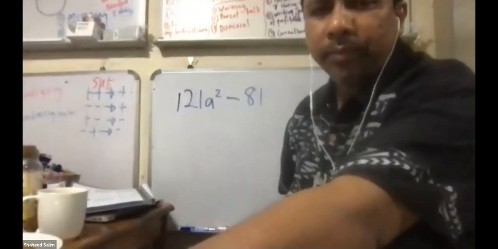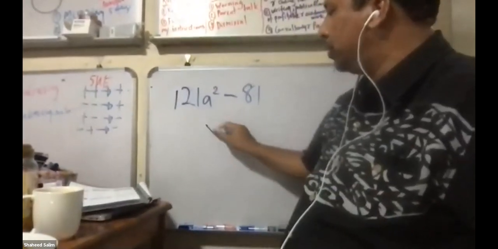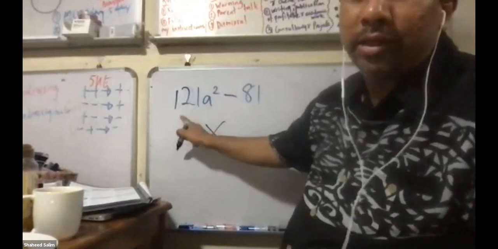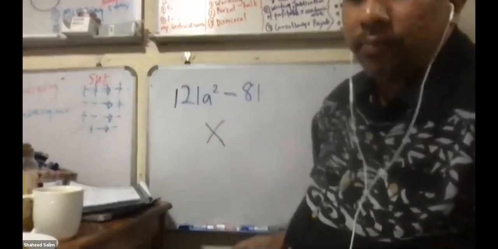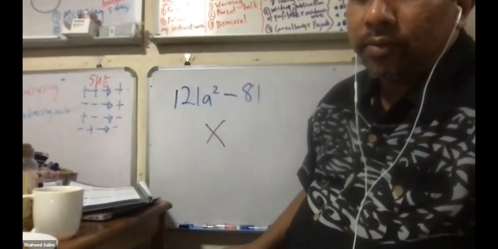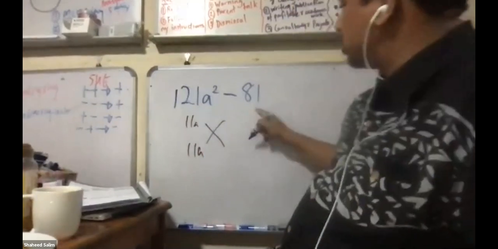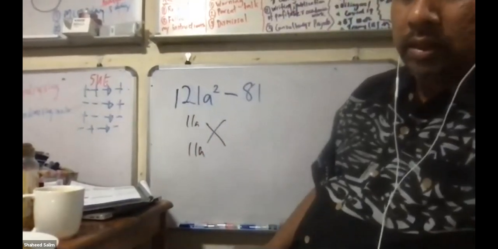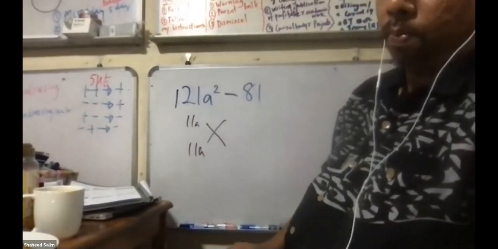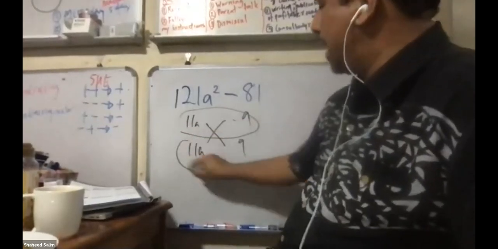Ryan, what times what equals 121? Use your calculator. Square root of 121. You see, I got a phone, I got no calculator. 11. So you put 11. What times what equals 81? 9. So minus 9, 9. Now, once you have this is one, this is the other one.